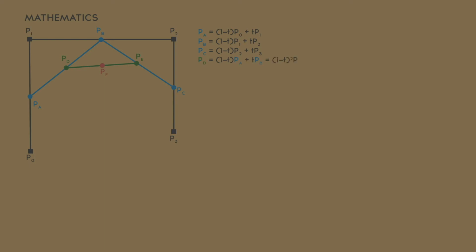And the code, after working it all out, results in (1 minus T) squared times P0, plus 2 times (1 minus T) times T times P1, plus T squared times P2.